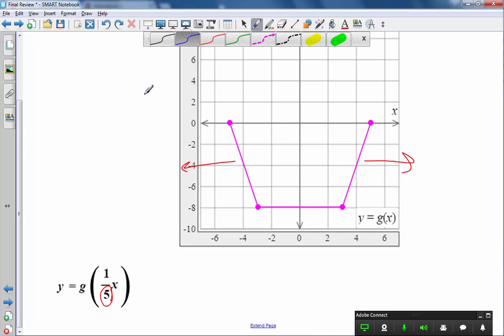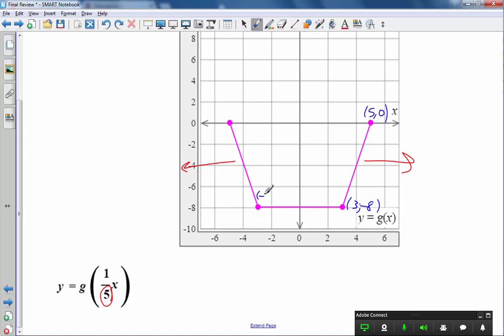Here is what we need to do. As you notice, there are 4 bold points here. I didn't mark them just randomly. It will help you stretch this in an algebra. Locate their coordinates. So this looks like 5, 0, right? I see 5 on the x-axis and 0 on y. And this is 3, negative 8. And this is going to be negative 3 and negative 8. And what is this point? Negative 5, 0.